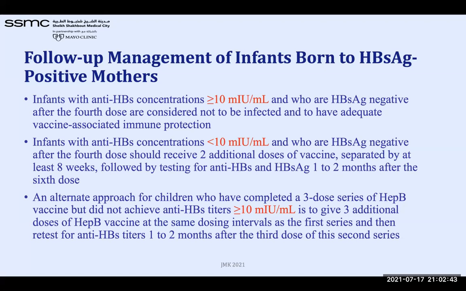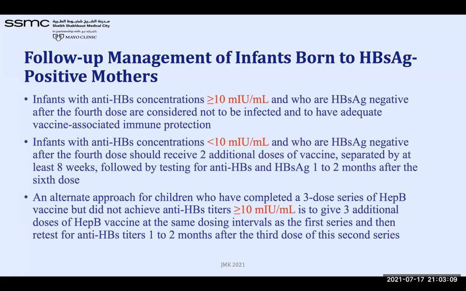An infant with anti-HBs concentration less than 10 and HBs surface antigen negative even after the fourth dose, then you should again give 2 additional doses separated by 8 weeks, followed by testing for anti-HBs 1 to 2 months after the sixth dose. So that's how we continue to monitor the titer and to give the doses of vaccine.